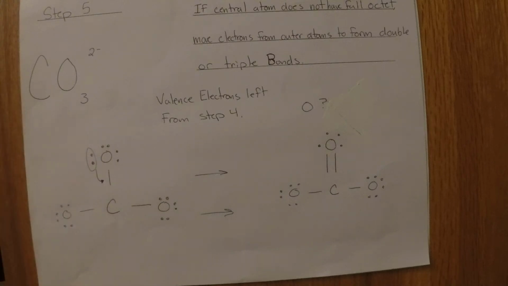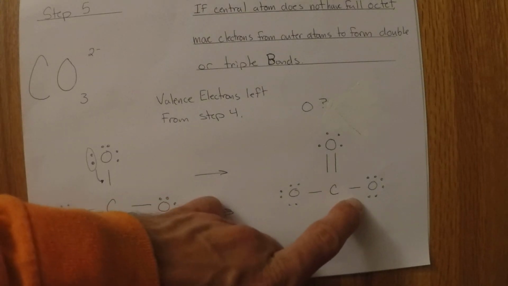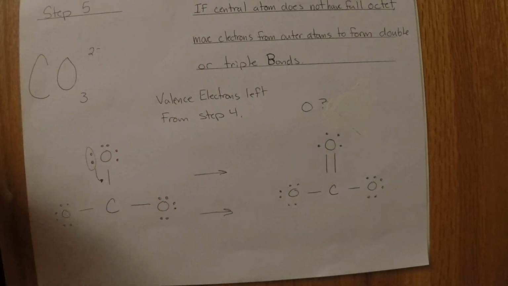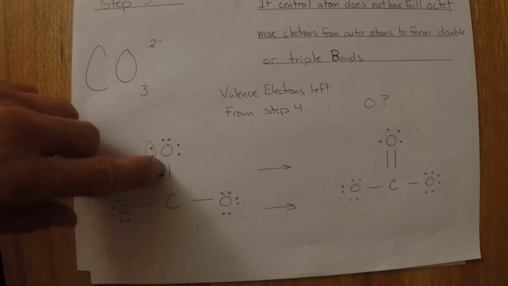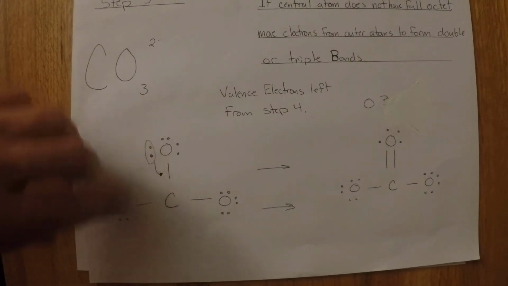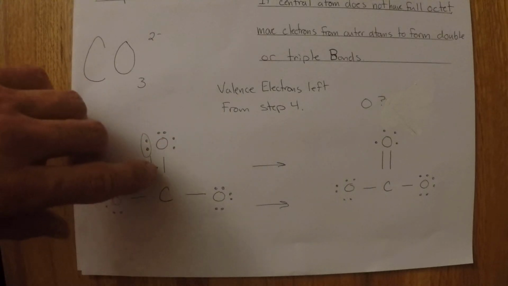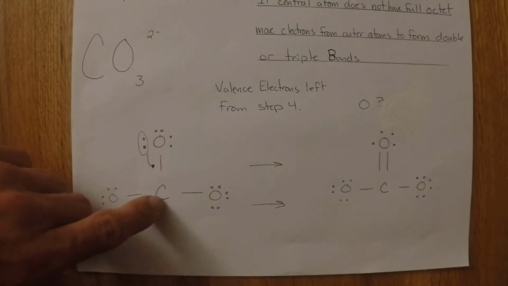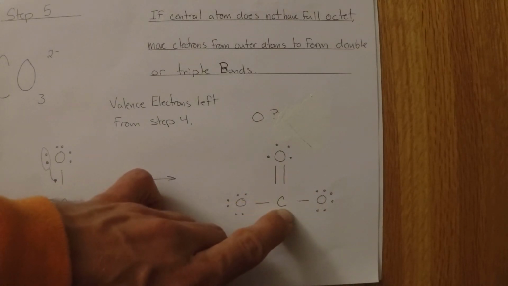So we go to step 5. The center atom does not have a full octet. Move electrons from outer atoms to form double bonds or triple bonds. Well, since we don't have any left, we need to pull and share some electrons from one of these oxygens. So which one do we do it from? We will move these 2 down, and when you move those 2, it forms a double bond between this carbon and this oxygen. And when that happens, this oxygen is now surrounded by 4 and has a double bond with carbon. So now carbon has, just shown here, 2, 4, 6, 8. So now we have completed the octet for carbon.